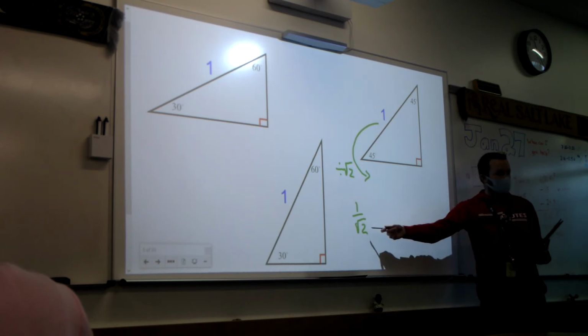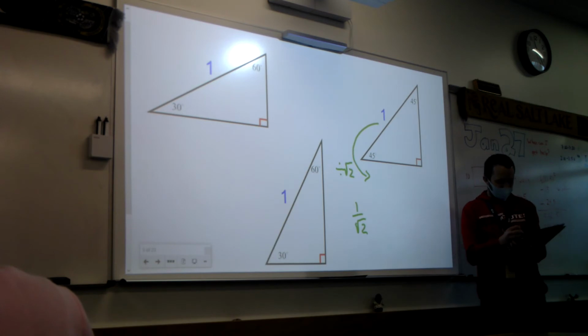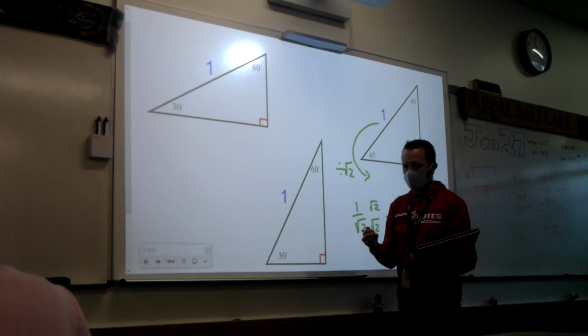Multiply it by itself, right? You're going to square it essentially. But if I multiply the square root of 2 on the bottom, I also have to do it on top. This becomes a square root of 2 over the square root of 4. But what is the square root of 4?